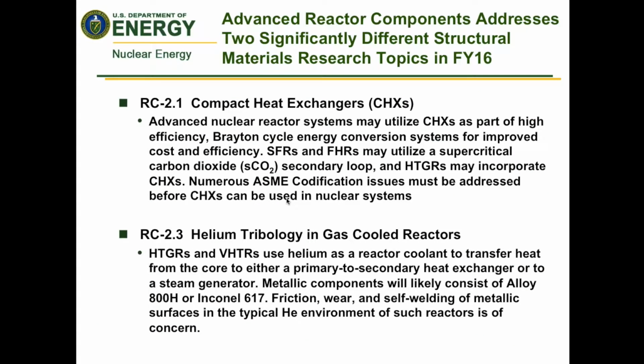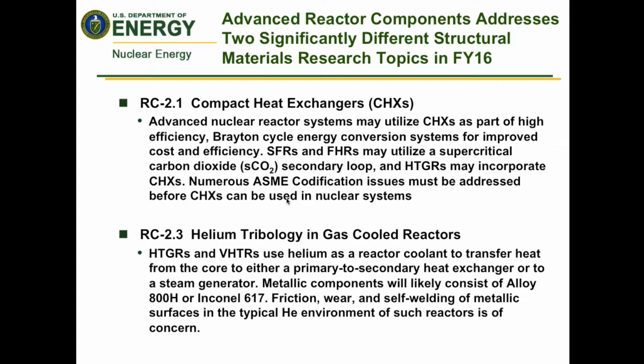The two topics I'd like to talk about today, which are not really related to one another, RC2 and 2.1 and 2.3, deal with compact heat exchangers and helium tribology issues in gas-cooled systems. The compact heat exchangers are envisioned for use with some of these high-temperature reactor systems to make them more affordable and efficient. It turns out that the compact heat exchangers use a lot less material and by and large are a lot more efficient, plus have a much smaller footprint than traditional tube and shell type heat exchangers. Moreover, they're well matched for some of the advanced energy conversion systems such as Brayton cycles.